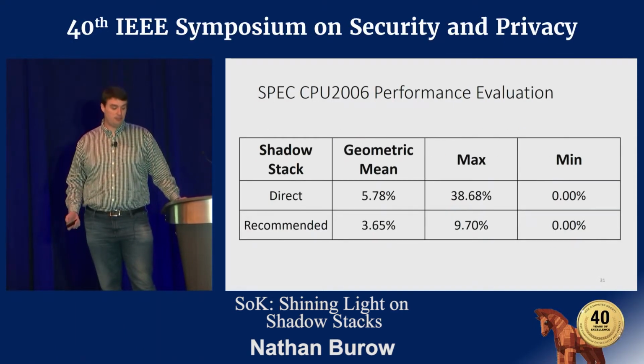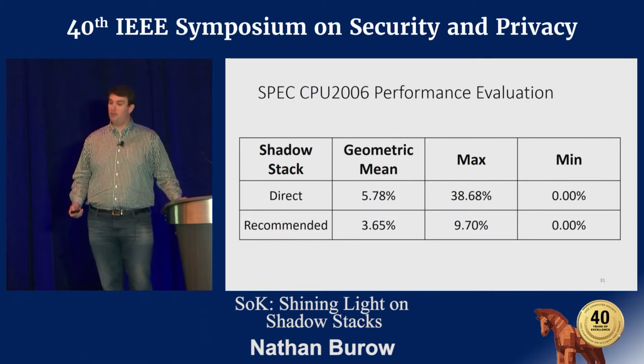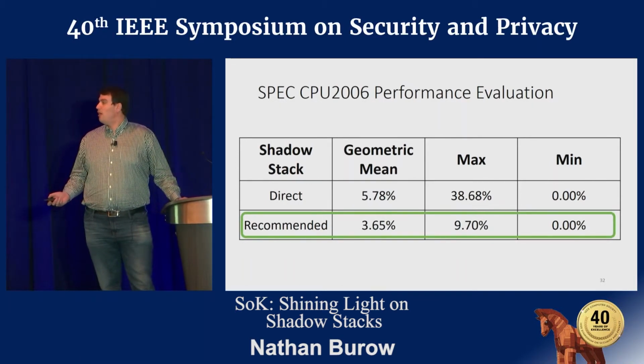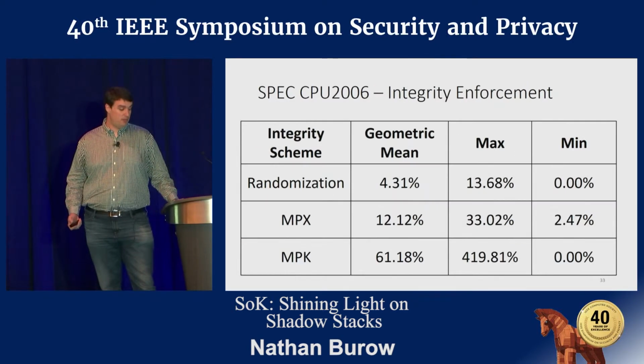So finally, I just want to wrap up by highlighting some of our performance evaluation results. I'm running short on time, so I'll go a little bit quickly here. But the punchline here is that our recommended shadow stack has 3.65% overhead on average, and that this is lower than the direct shadow stack mapping, which was previously thought to be the most performant.